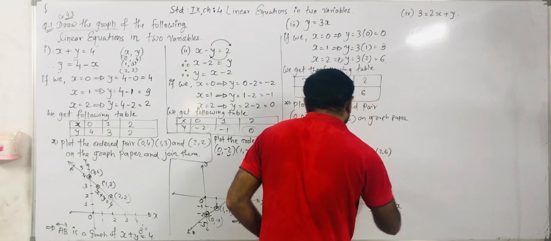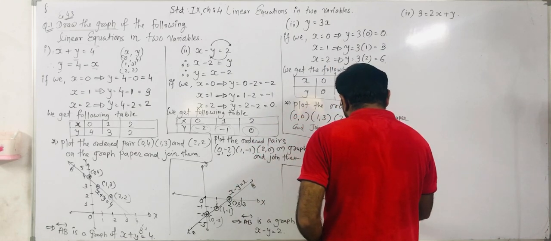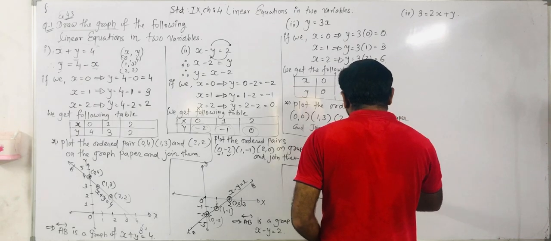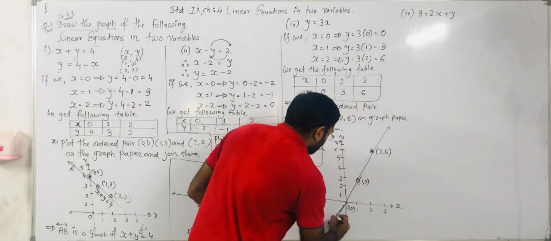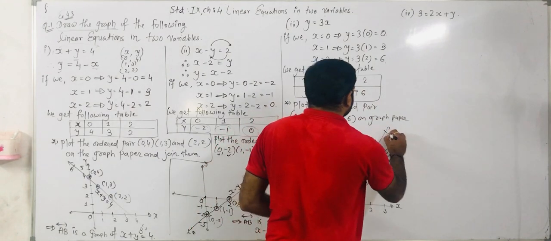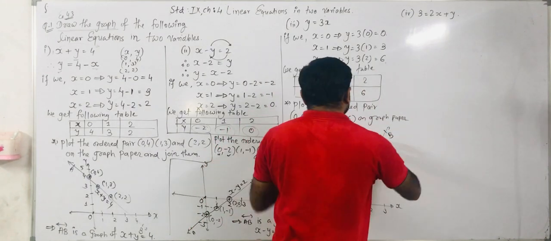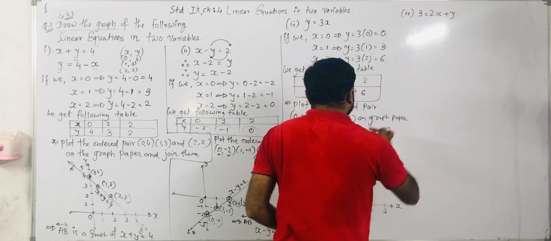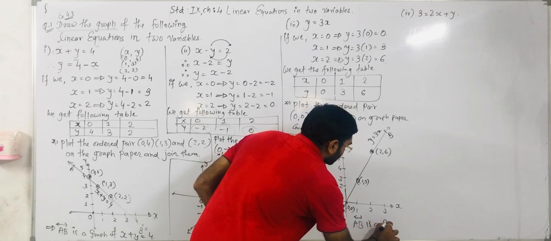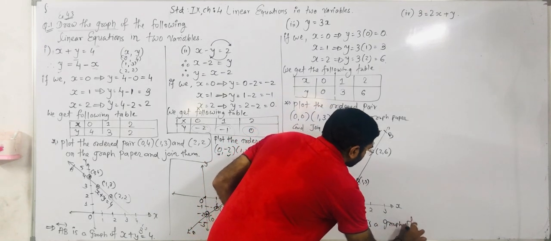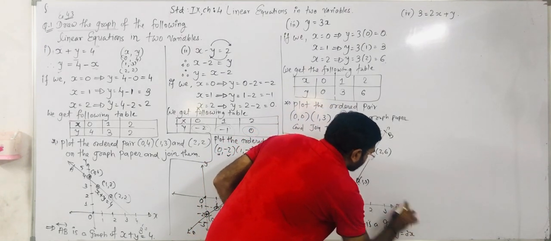So join them. So you get the straight line. Suppose we give the names A and B. And that line AB is y is equal to 3x. Right? Here we can define AB is a graph of which equation? Graph of y is equal to 3x.